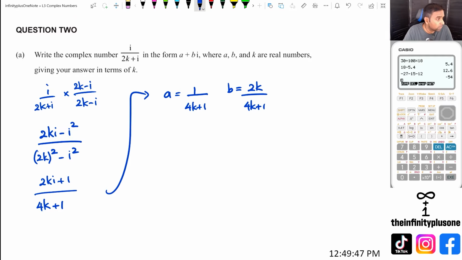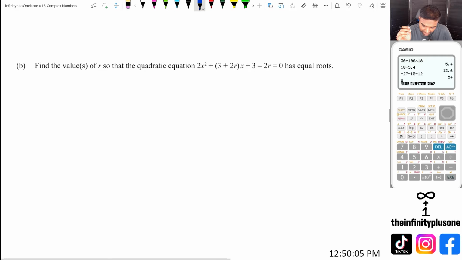over 4k squared plus 1. Interestingly enough, they actually stopped the question here for an Achieved. They're not talking about writing in the form of a plus bi. So actually, no, I think I did have something extra there. Apologies. All right. Anyway, next question.